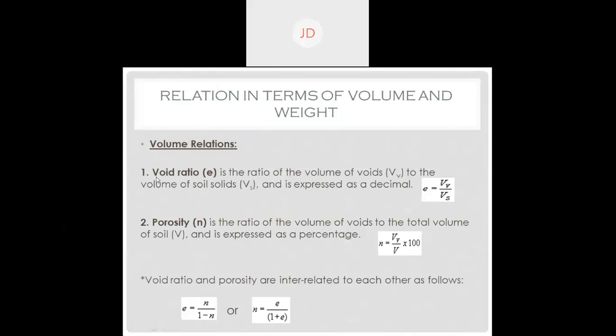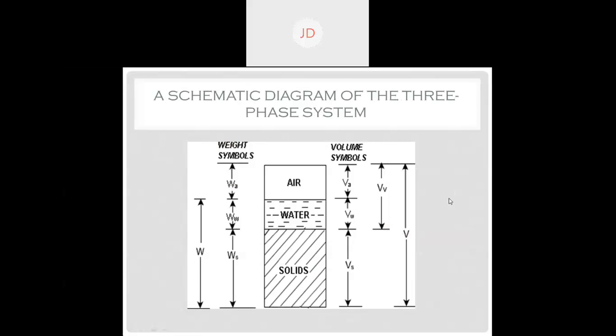Okay. Now see here, what is under the volume relations? The first relation is void ratio, which is denoted by small e. Now what is small e? Void ratio is defined as the ratio of volume of voids to the volume of solid, and it is expressed as a decimal or fraction. The representation is small e is equal to Vv by Vs. Just remember it is the ratio of volume of voids Vv divided by volume of solid Vs.